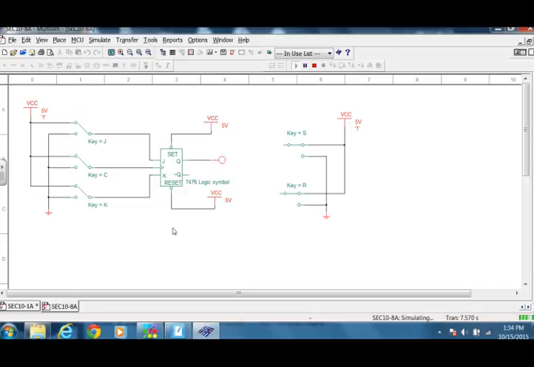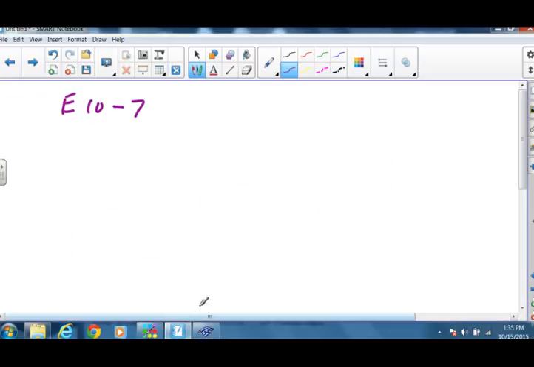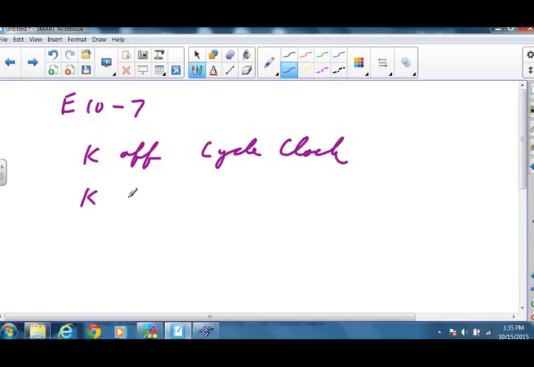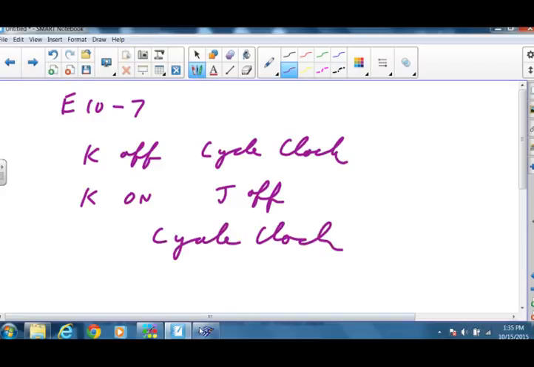Well, I need to make K be off, and I have to cycle the clock. Okay, so I'm going to have K off, cycle clock, then I'm going to go K on, J off, cycle clock. All right, so I roll back.